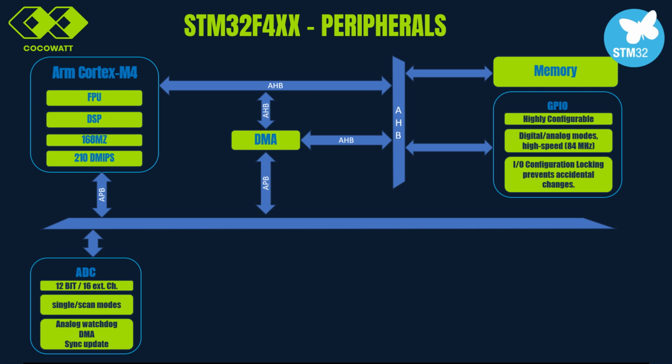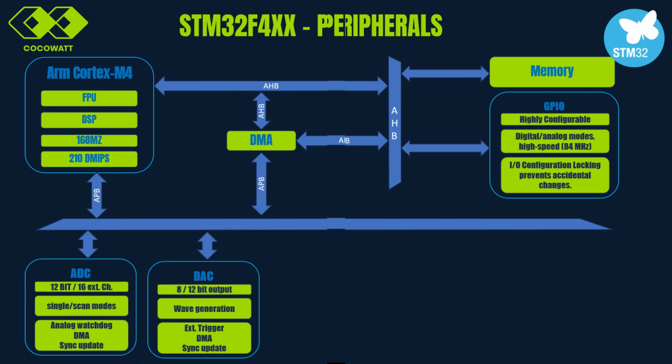The STM32 features 2 12-bit DACs that convert digital signals into analog voltage outputs. Key features include synchronized update capability, noise and triangular wave generation. This supports DMA for efficient data transfer and external triggers for synchronized output.